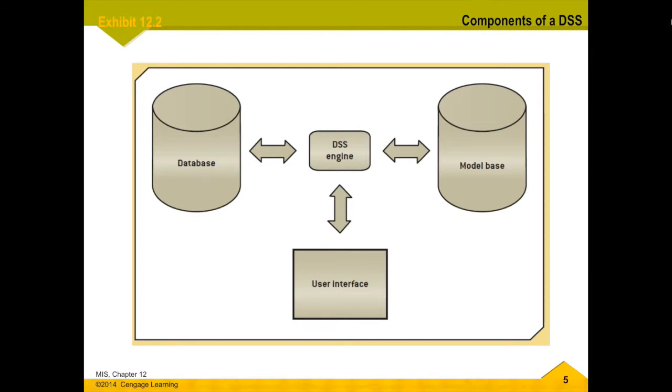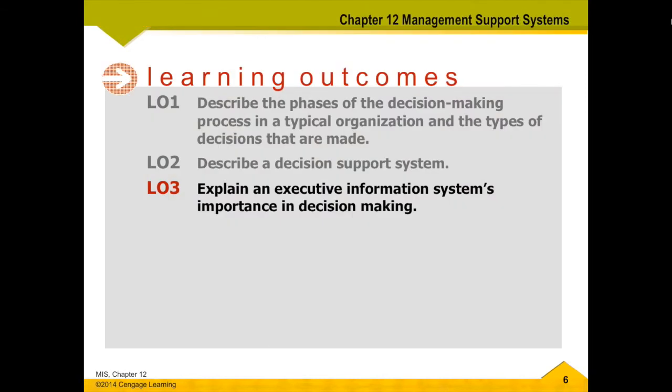Okay, so decision support systems. You'll be spending some time on that. The third learning outcome, you'll need to be able to explain executive information systems' importance in decision making. Now, executives have a lot on the table. They're spending a lot of time working with government officials, with other high-ranking officials within the organization. They need to get access to the information that's important to them quickly.